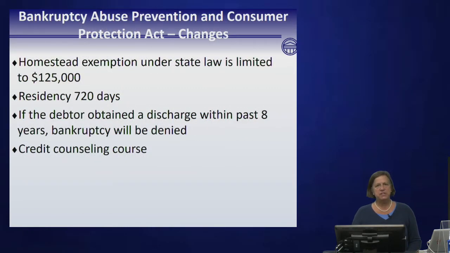The Bankruptcy Abuse Prevention and Consumer Protection Act made sweeping changes to bankruptcy laws, and here are some of the changes that were made. The homestead exemption, that is the amount allowed under state law, is now limited to $125,000 for bankruptcy purposes. You must be a resident of that state for almost 2 years or 720 days. And if the bankrupt or the debtor obtained a discharge within the past 8 years, bankruptcy will be denied. And of course, the other change that I mentioned earlier is that the bankrupt must take a credit counseling course before you're allowed to file for bankruptcy.